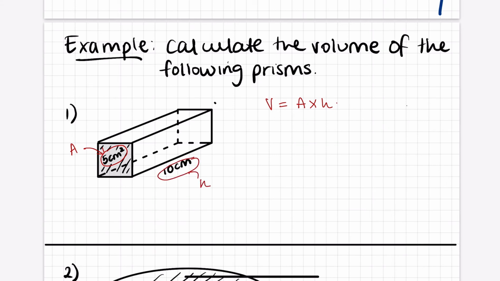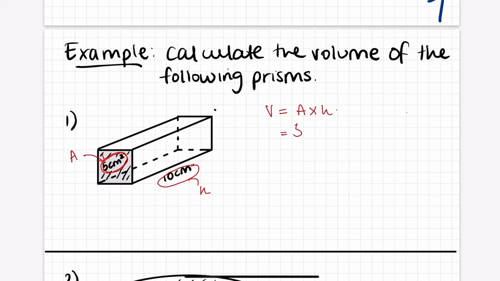Okay, we're going to sub those in to our formula. So A is our 5 centimeters. And we're going to times that by our height, which is 10 centimeters. This is going to be 50 in the calculator. Now, because we're dealing with volume, we are now working in 3-dimensional units. Okay, so it's not just centimeters squared or centimeters, it is now centimeters cubed. Okay, so that's the volume of that shape using the cross-sectional area.